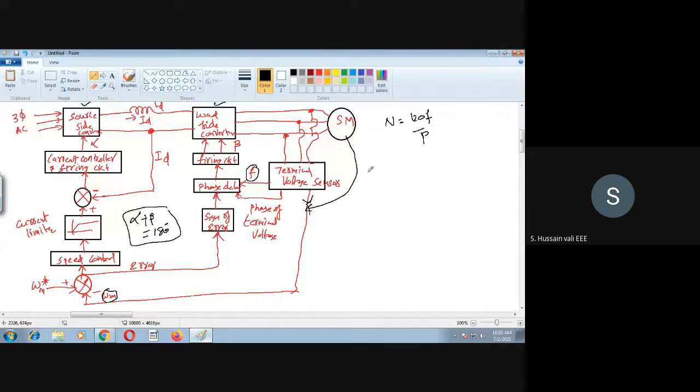So we don't need the speed sensor here. Directly we take from the terminal voltage sensor. There we know the frequency. So from the frequency we know very well. We calculate like this for the synchronous machine case. Then that speed will be sensed here.